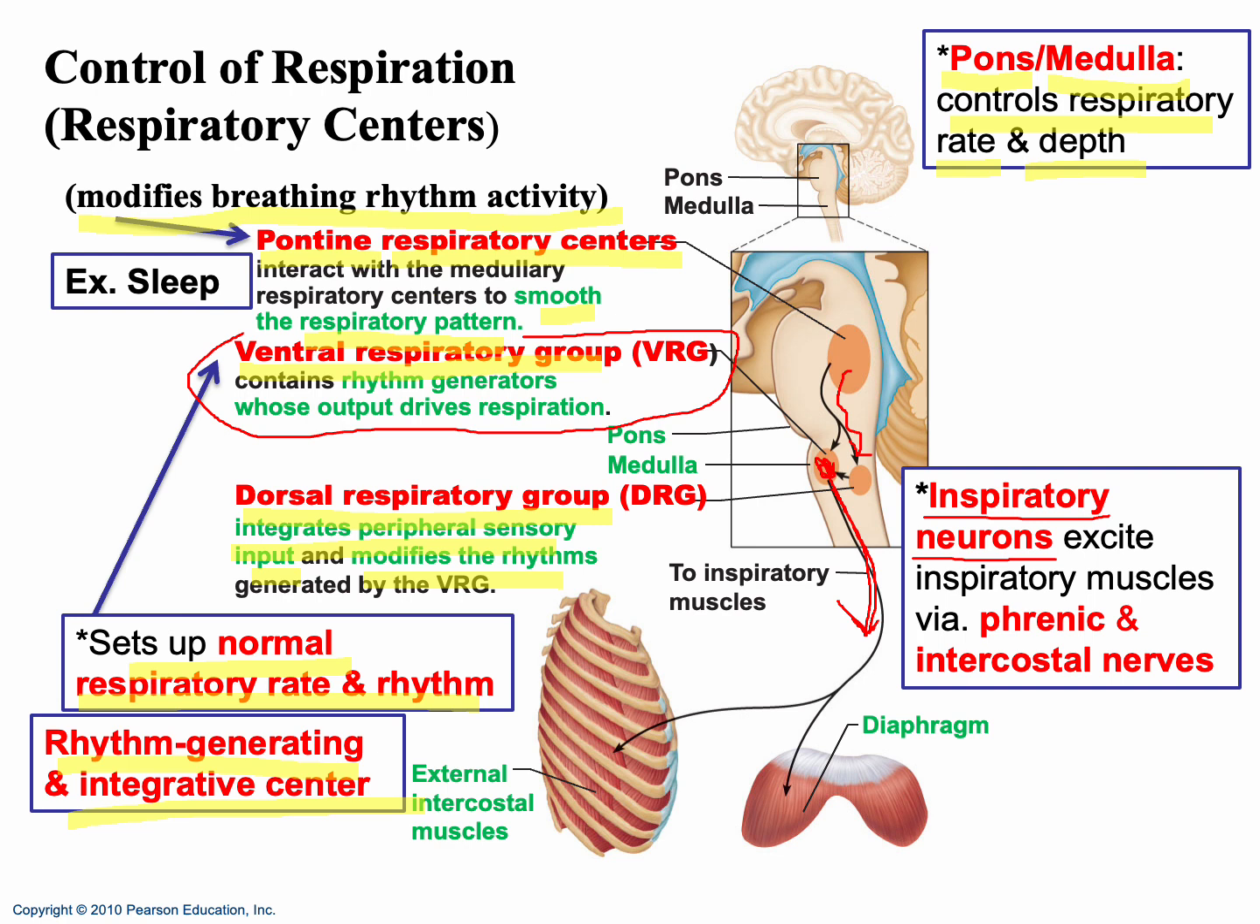ultimately connecting up with two major important nerves. And these nerves here are the phrenic nerve and the intercostal nerves. So these are very important nerves. We think of peripheral nerves, and the phrenic nerve is ultimately going to be sending messages to the diaphragm.